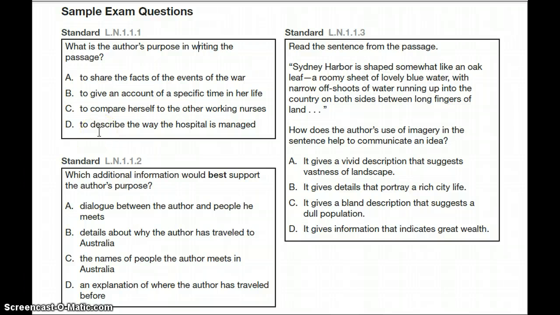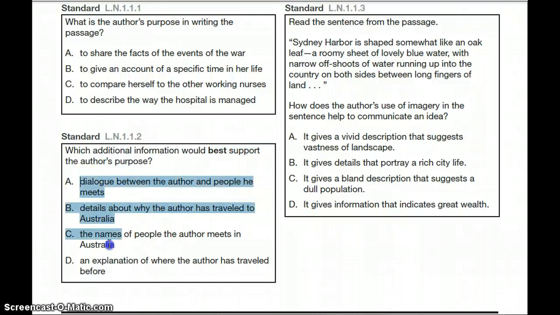Another sample question, which additional information would best support the author's purpose? So this would require you to know what the purpose is in order to figure out which of these choices would support that. Either dialogue between the author and the people that he meets, details about why the author has traveled, the names of people the author meets, an explanation of where the author has traveled before. Which of these help you and support whatever that author's purpose is?